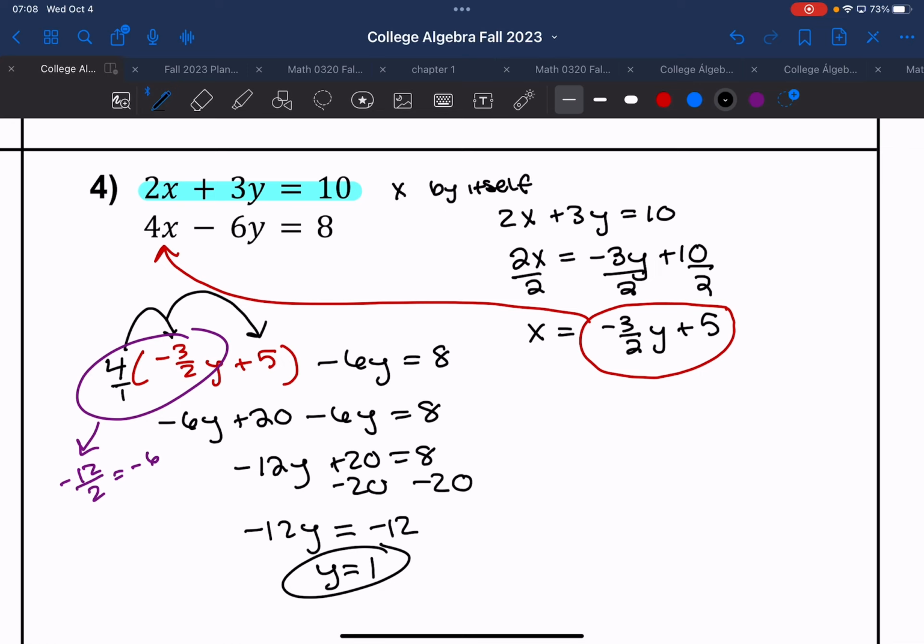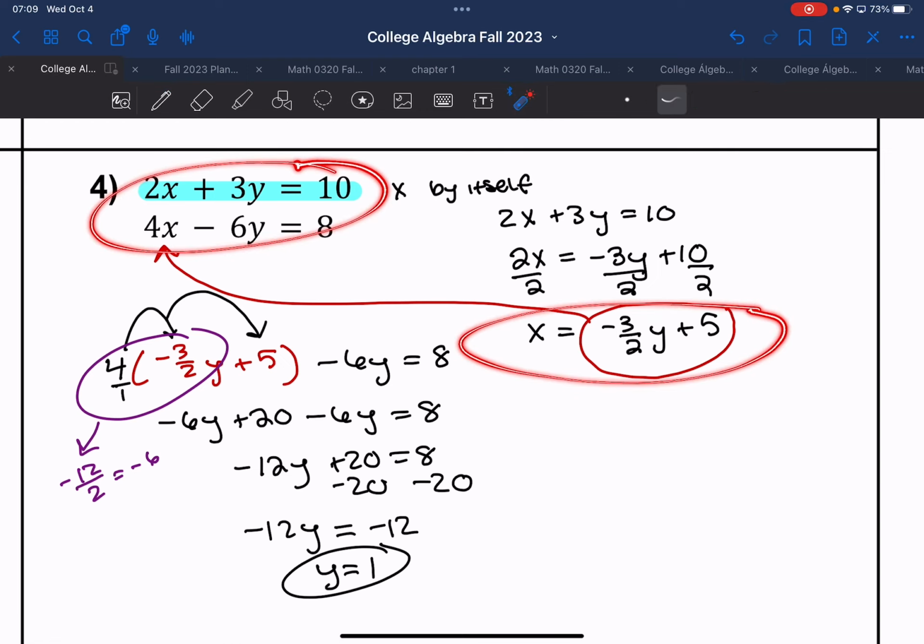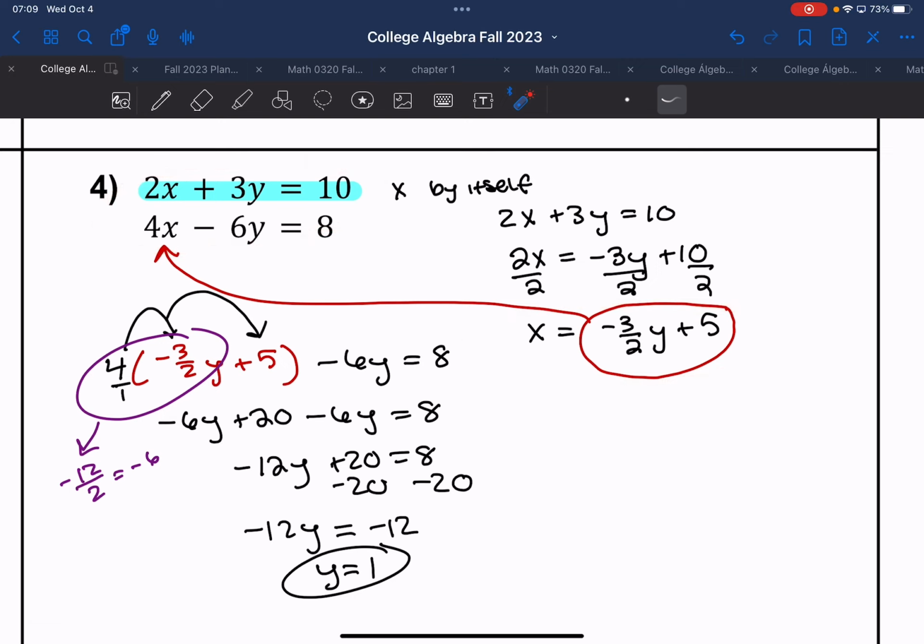Once we have our y value, we can plug it into any equation we want. Do we want to try one of these top ones, or do we want to just plug it into this one? Let's do the top one. Okay, let's go ahead and plug it into that highlighted one, that 2x plus 3y equals 10.